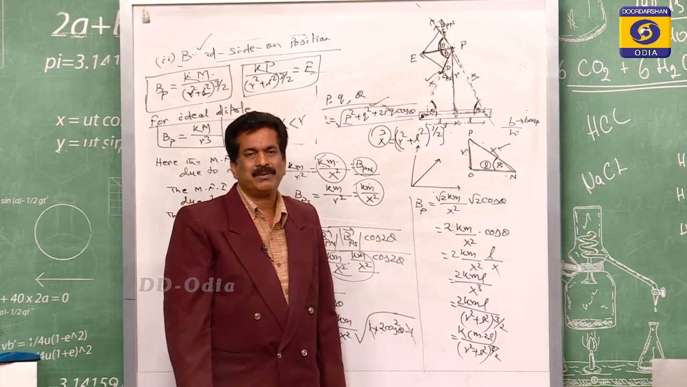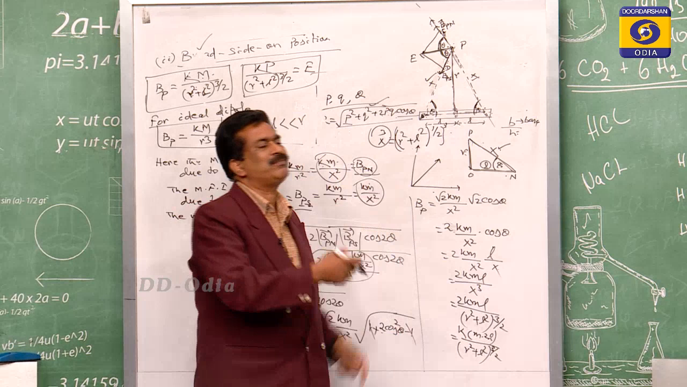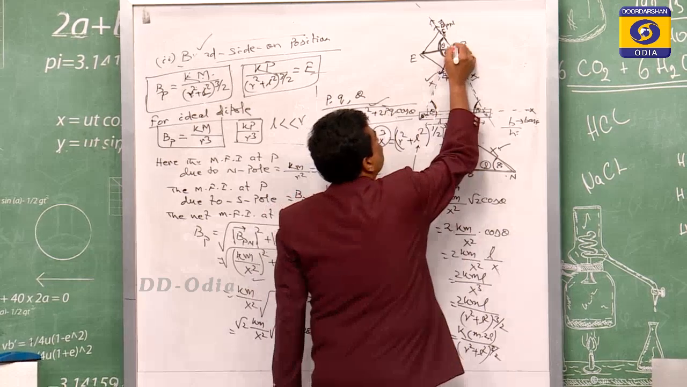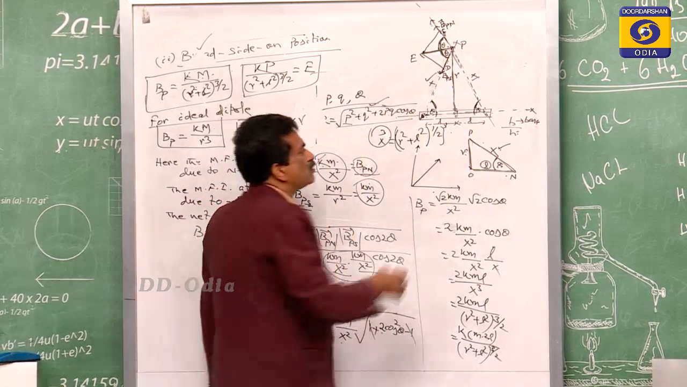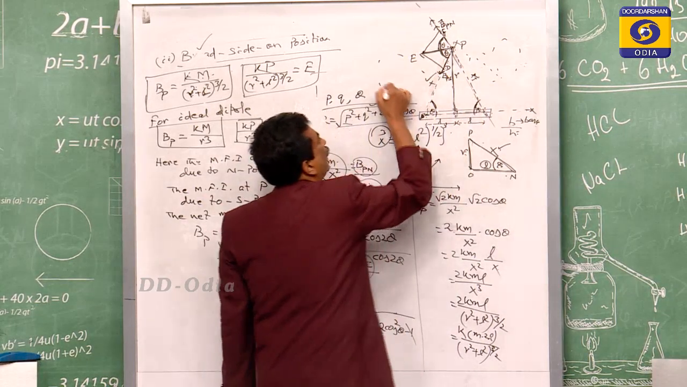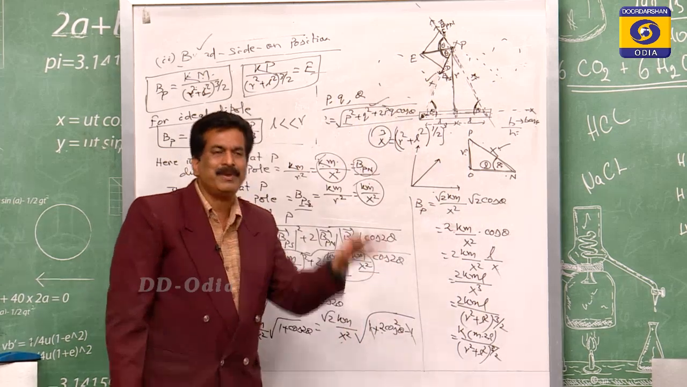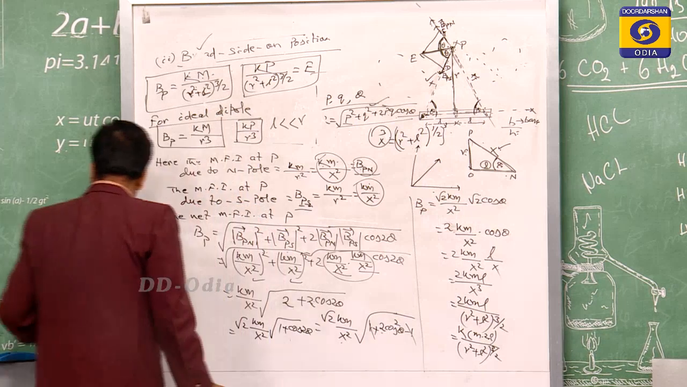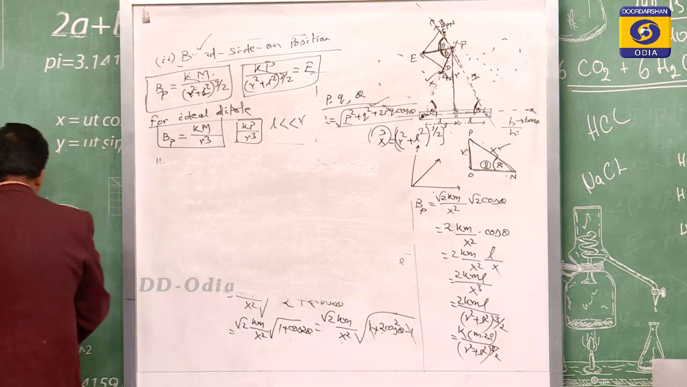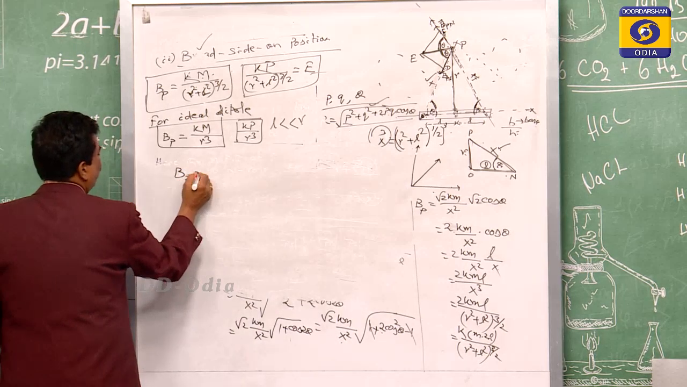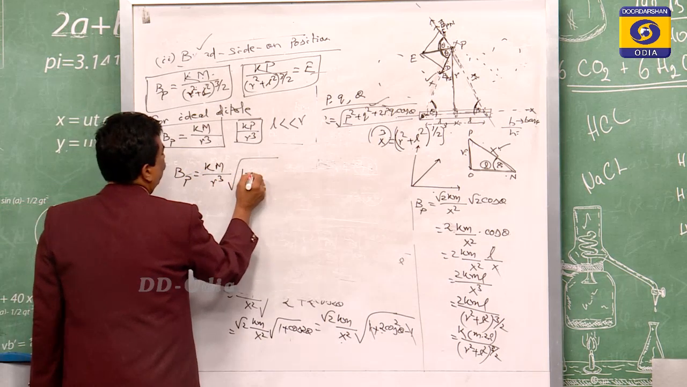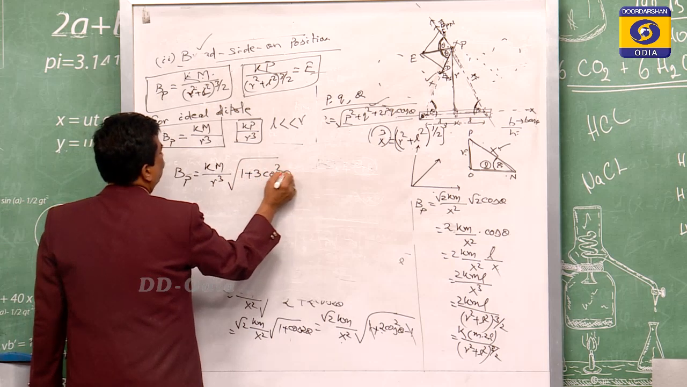Sir, instead of taking the end on position or the broadside on position, suppose I take a point anywhere here or anywhere there, then what will be its magnetic field induction? You also derived it in the electric case. In that case B_P will be K M by R cube root over of 1 plus 3 cos square theta.